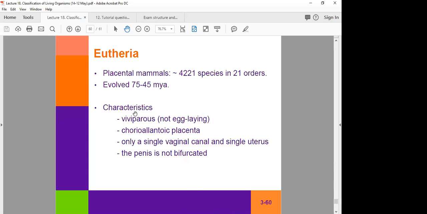Characteristics of the placental mammals. They do not lay eggs. That's termed viviparous. They have a very specialised placenta called the chorioallantoid placenta, which basically means that the placenta is derived partly from the embryo itself and partly from the wall of the uterus. So this is very different to the placenta of the previous group, the marsupials. Placental mammals, the females have only a single vaginal canal and a single uterus, and in males the penis is not bifurcated.